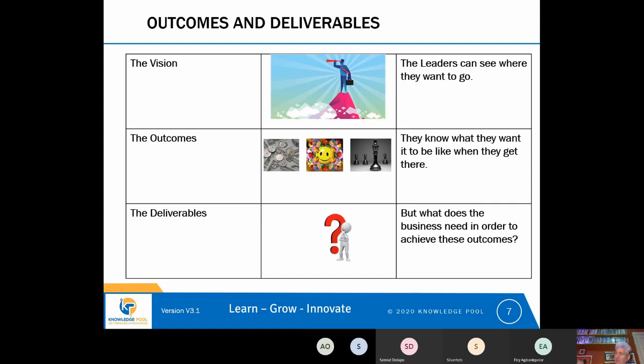And hopefully if the outcomes are achieved, then the vision will be achieved as well, because the outcomes have flowed from the vision and the deliverables have flowed from the outcomes. So are there any questions on this slide on outcomes and deliverables? Okay, right.